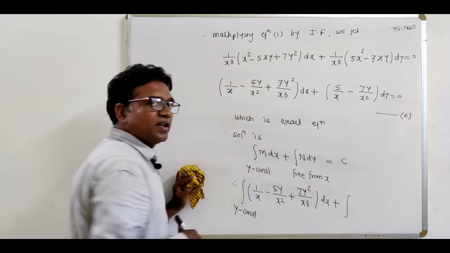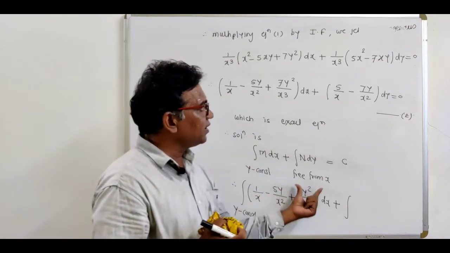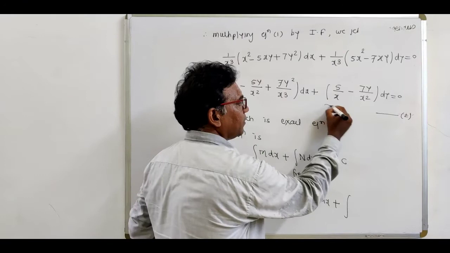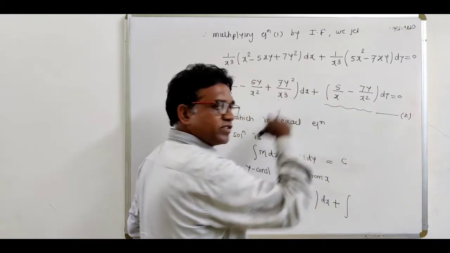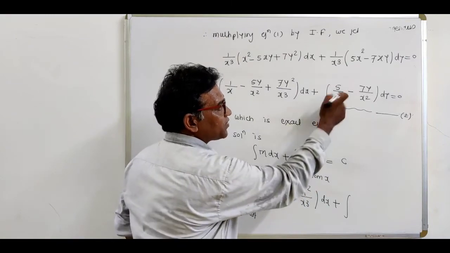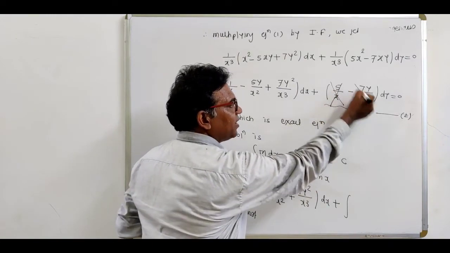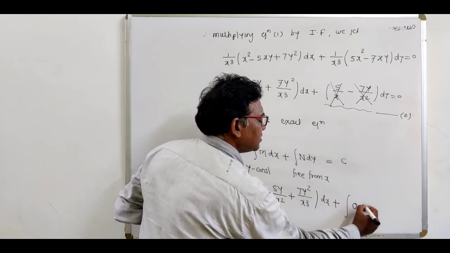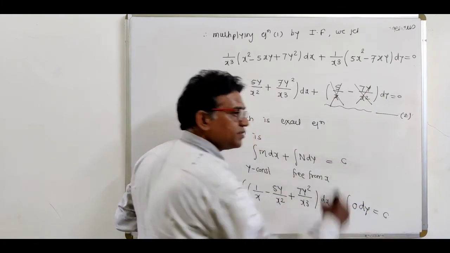Now what is the second integration? This second integral, write those terms from n, this is our n. So write those terms from n which are free from x. Now this first term contains x, second term contains x, so there is no term without x. So right here 0 dy equal to c.